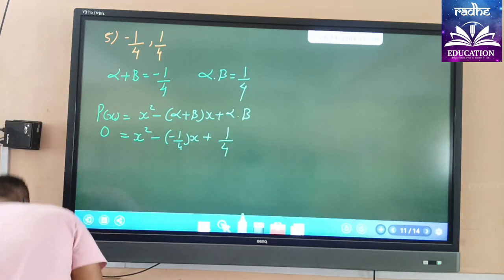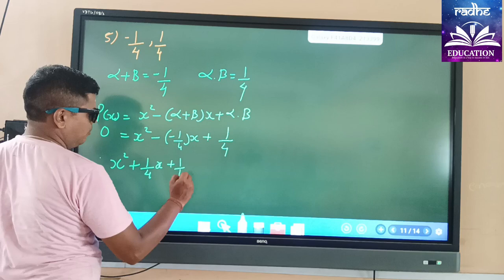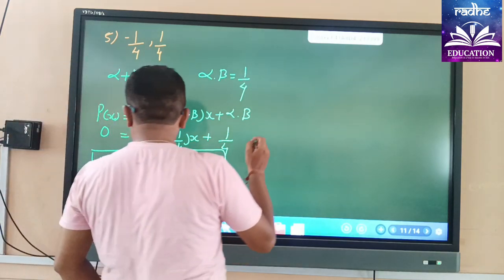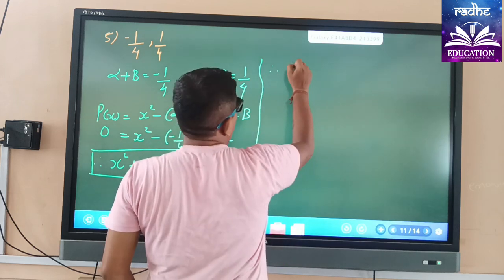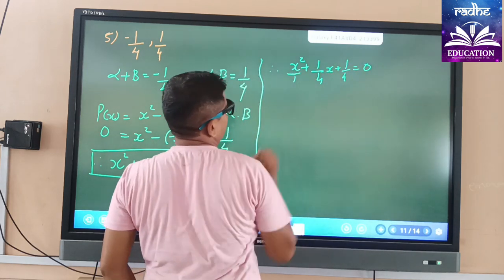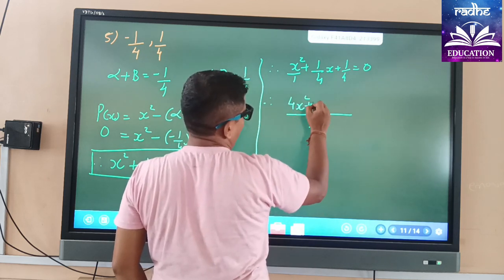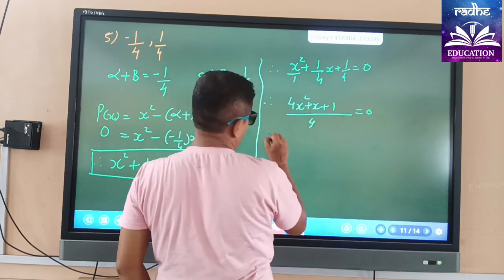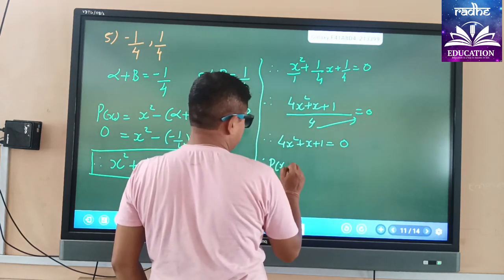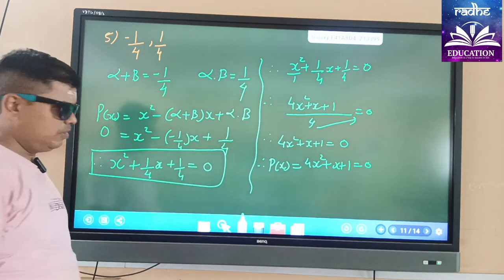So therefore we can write x square minus minus 1 by 4 x plus 1 by 4 equals to 0. This is also correct. If you are writing for the one polynomial, this is also correct. And if you take the LCM, then it will be x square plus 1 by 4 x plus 1 by 4 equals to 0. We take the LCM, so here the LCM is 4. First term is multiplied by 4, 4x square, second term is multiplied by 4, so x, and this is multiplied by 4, so it is 1 equals to 0. Therefore, we get 4x square plus x plus 1 equals to 0. 4 is multiplied here, 0. Therefore, we have another quadratic polynomial p(x), 4x square plus x plus 1 equals to 0. So you can write both here also or this also, correct?